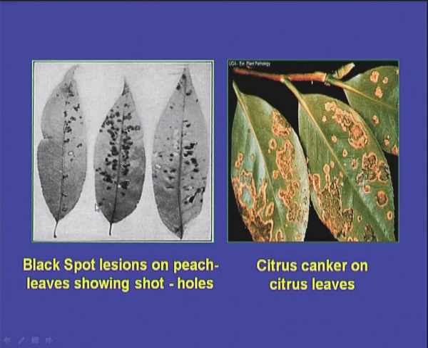This is the first symptom I am showing you here, the black spot lesion on peach leaf showing shot holes. You are seeing here, these are the holes. These are the infected leaf spots, and these are the holes caused by the bacteria. Holes actually contain the plant pathogenic infection, and nowadays it is taken as a plant resistance response. This is a very common disease caused by the bacterium Xanthomonas citri, and this is known as citrus canker.